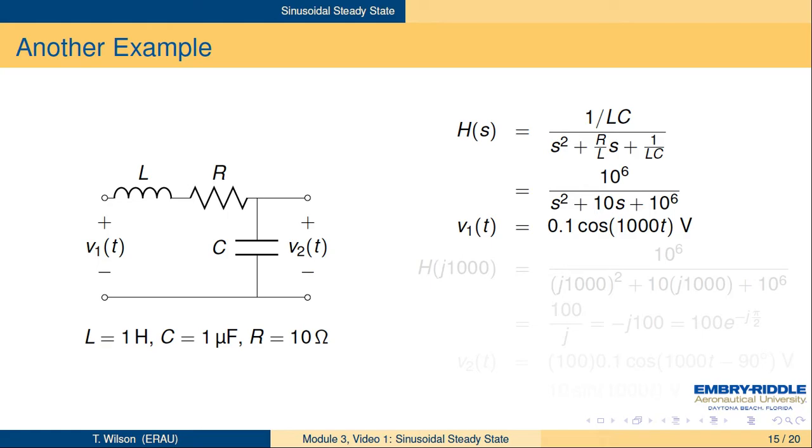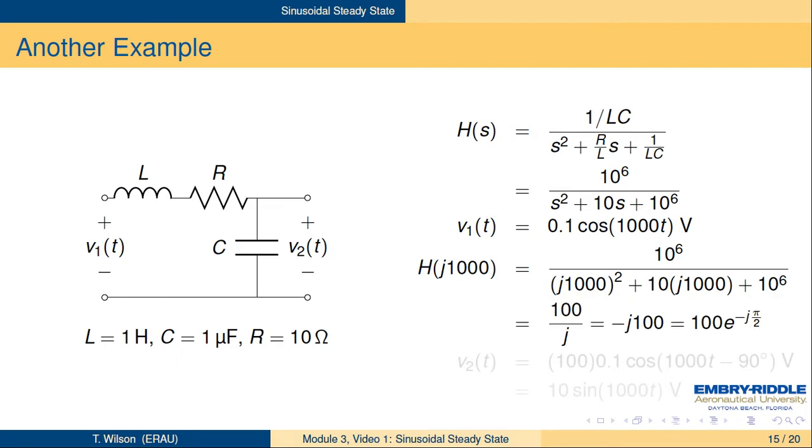So what comes out? You evaluate H at the frequency s equals j1000. So we get 10 to the 6 over (j1000) squared plus 10 times j1000 plus 10 to the 6. And (j1000) squared is minus 10 to the 6, so those kill each other off. And so you get 10 to the 6 over 10 to the fourth, and you have that j there in the denominator. So you get 100 over j. And since 1 over j is the same thing as minus j, you get minus j times 100. And then you can realize that minus j is a complex number with a magnitude 1 and an angle of minus 90 degrees.